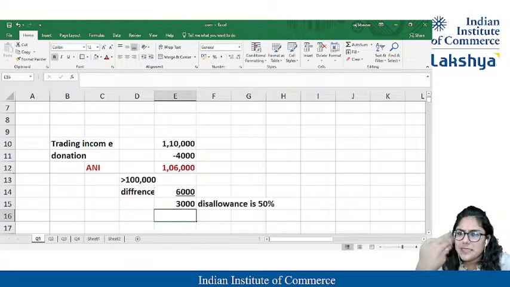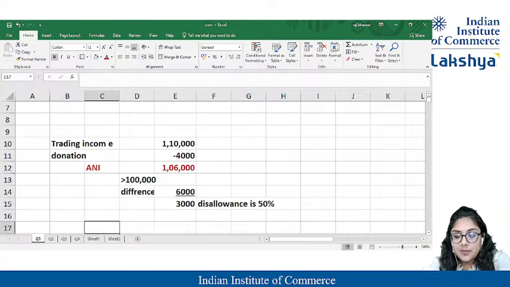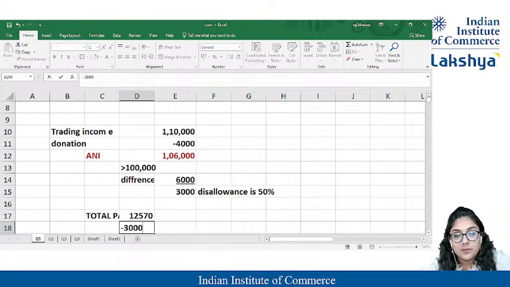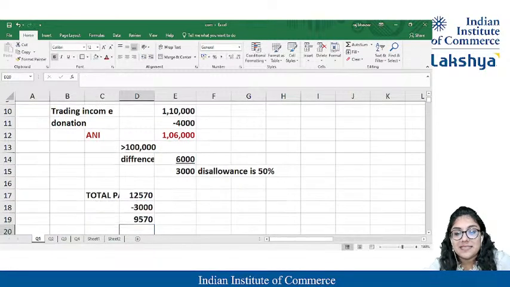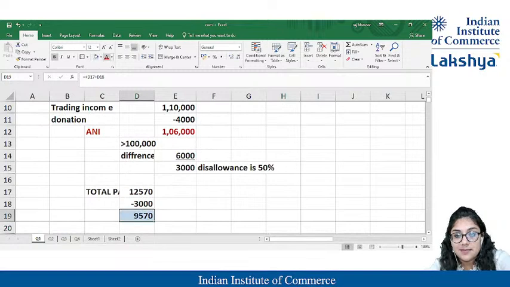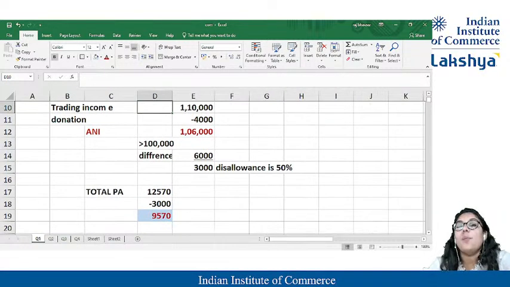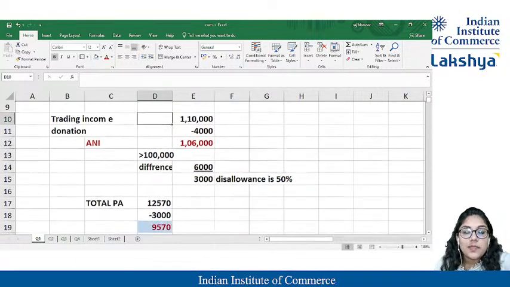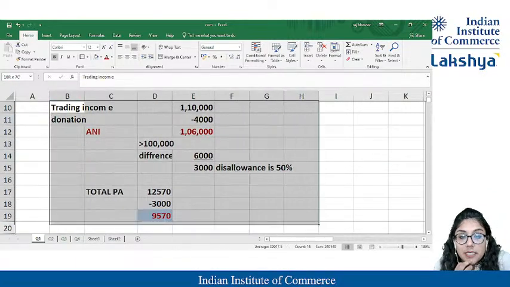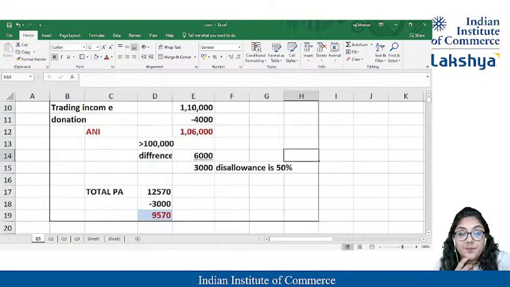So can you tell me how much is allowed? Total personal allowance we are getting, PA, is equal to 12,570, out of which 3,000 is disallowed. So how much is allowed, guys? It's 9,570. Questions like this are seen in the normal calculation. If you do this part as your working note, you get 2 marks.